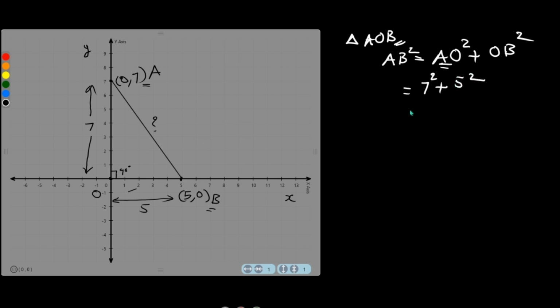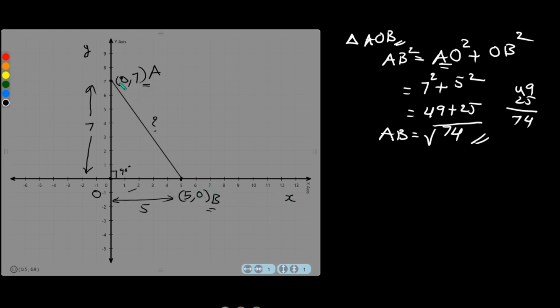So now 49 plus 25. What is AB square? What is 49 plus 25? The square root of 74 is the distance between point A and point B.